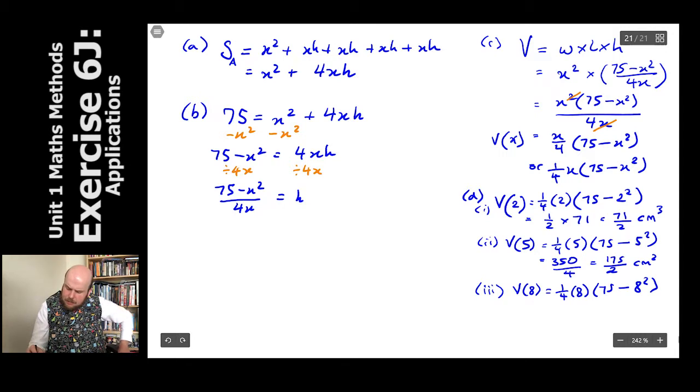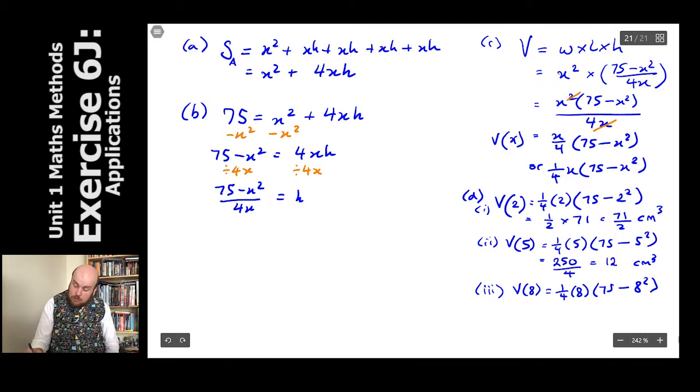Actually, I want to just double check that one. I don't think that's right. I don't think that 5 times 75 minus 5 squared is right. 75 minus 5 squared is going to be 75 take away 25, which is 50. 50 times 5, so that's 250. So 250 over 4, and we can simplify that down. Actually, no, we can't. That's unfortunate.